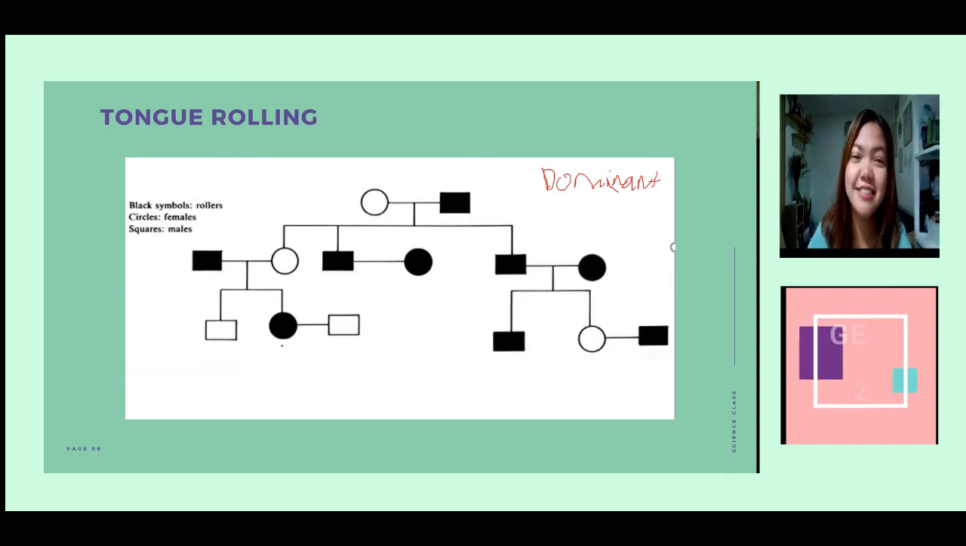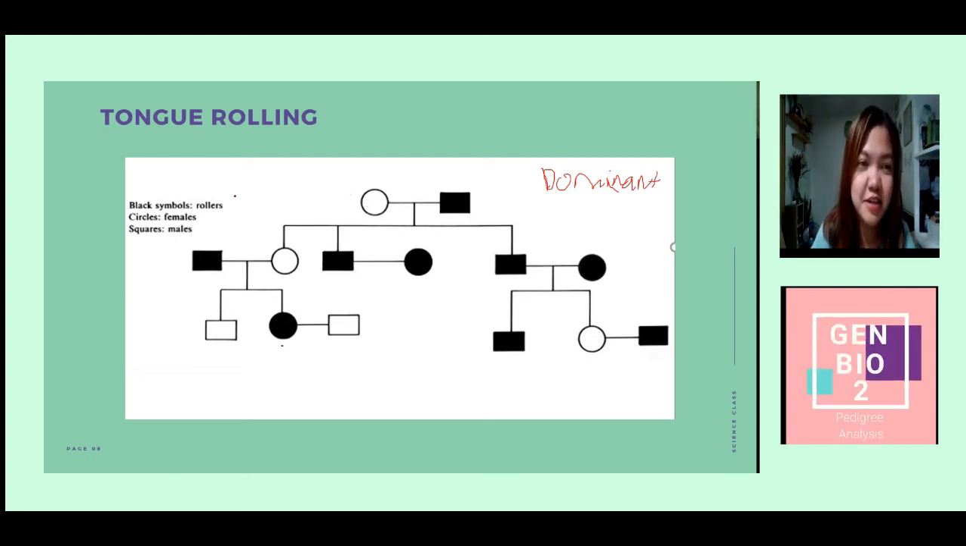Dominant siya kasi it does not skip generations. So first generation, second generation, third generation. So the next thing to do is to identify the genotype. So paano natin gagawin yun?